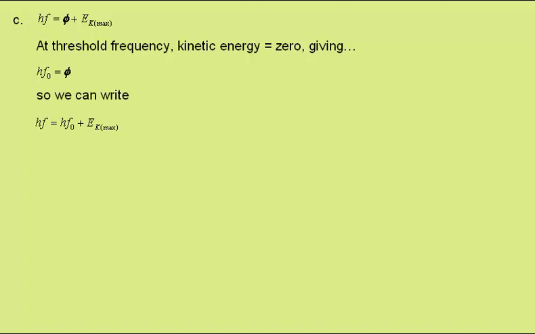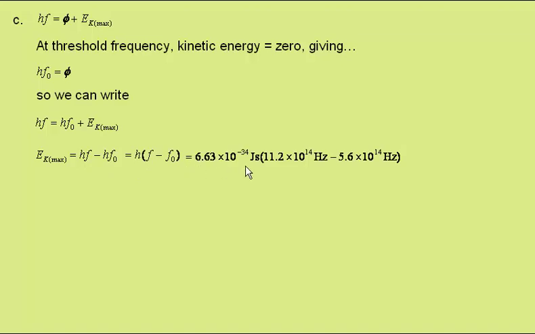So we can write that hf is equal to hf0 plus Ek max, and then we can rearrange to give the maximum kinetic energy is hf minus hf0, which we can simplify like this, then putting in our values for the Planck constant and twice the threshold frequency minus the threshold frequency gives 3.7 times 10 to the minus 19 joules.